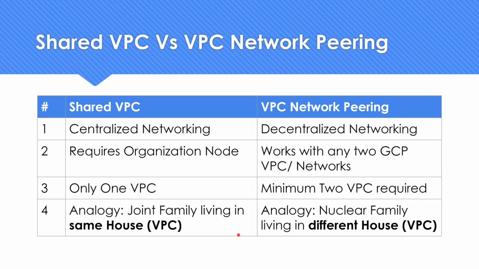So a small analogy which I thought of giving is, it's going to be something like a joint family, a bigger family, one single network, all living in the same house. The house is going to be your VPC. So when it comes to your VPC network peering, it's going to be a nuclear family. So everybody in different houses. So individual, the different house is a VPC. Now, whether you want to communicate or not depends on how the two different houses are connected. So that's something on shared VPC and VPC network peering, folks.